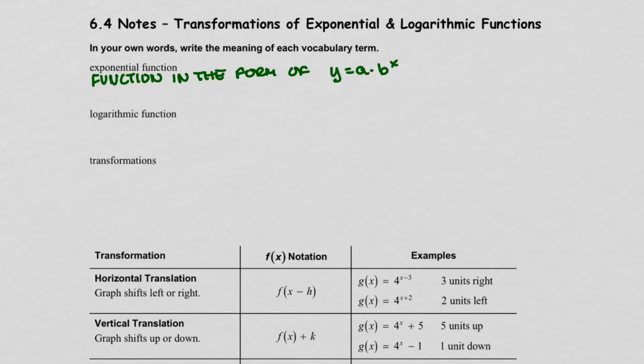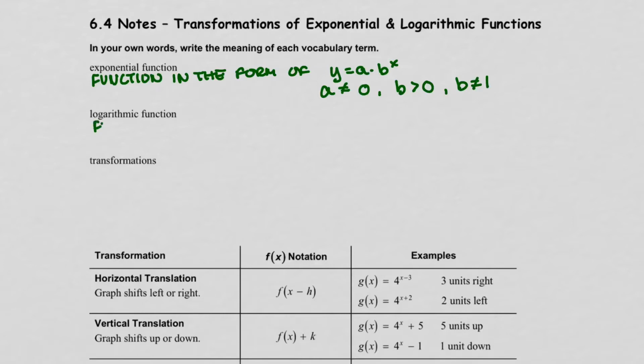A couple restrictions on that: if you want to remind yourself why, you can go back to 6.1 or 6.2, but a cannot be 0, b must be positive, and it can't be 1.